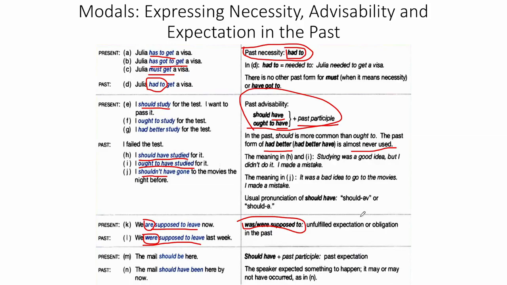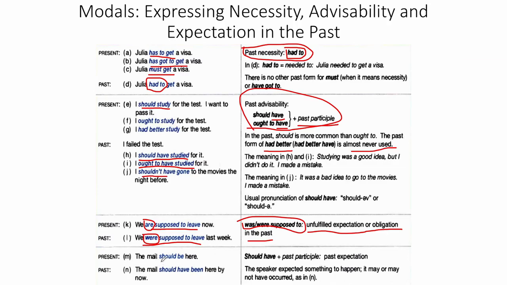Now we simply need to be careful about the meaning, because there is a difference of meaning between present expectation and past expectation. Past expectation, we're talking basically about something that is not fulfilled, unfulfilled expectation or unfulfilled obligation. For example, when you say we were supposed to leave last week, it means last week you were supposed to leave, but in reality it didn't happen. You didn't leave. This is why we call it unfulfilled expectation.